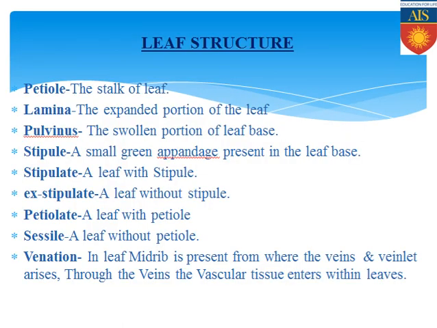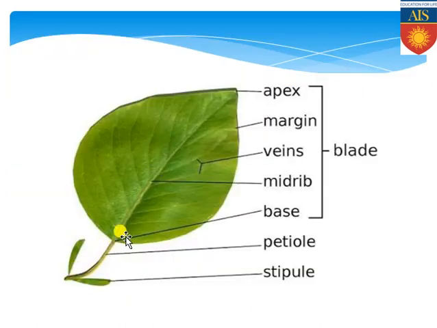Stipule. Stipule is a small green appendage present at the leaf base. You can see this is the entire leaf, and at the base of the stalk, that is the petiole, there is a special type of small leaf-like structure present, and for that reason it is commonly known as stipule. So stipules are present at the leaf base, and these are small leaf-like structures.